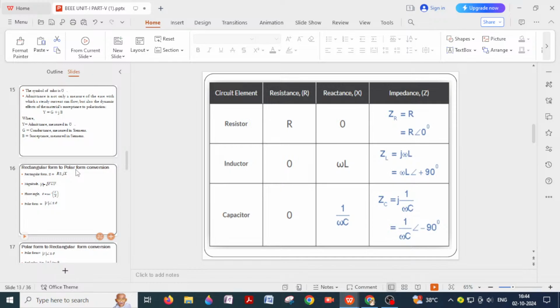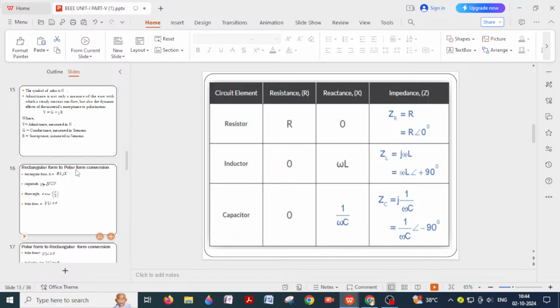So what is the property of impedance? It opposes the flow of current. Admittance is reciprocal to impedance, so admittance will allow the flow of current in the circuit, while impedance will oppose the flow of current in the given circuit. This is the symbol of admittance.